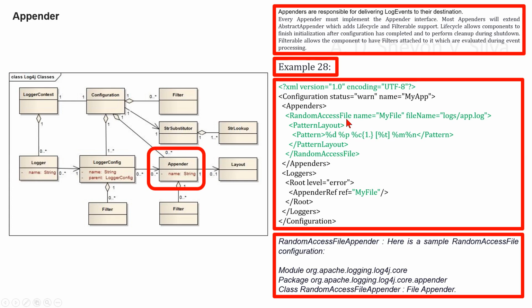Random access file appender parameters. Name, type is string, the name of the appender. File name, type is string, the name of the file to write to. If the file or any of its parent directories do not exist, they will be created. Here is a simple random access file configuration.